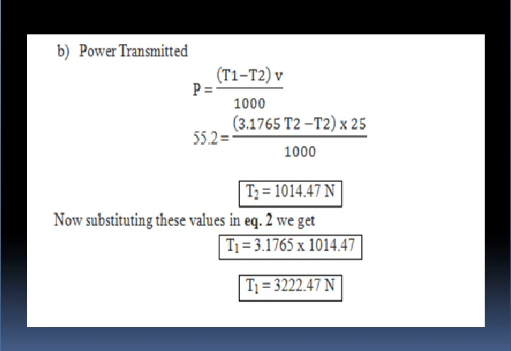Now we have to substitute this value in equation number 2. That is T1 is equal to 3.1765 into 1014.47. So finally we are getting the value T1 is equal to 3222.47 Newton. So now it is clear T1 is the maximum as compared with T2. So T1 is the tight side tension, equal to 3222.47 Newton, and T2 is equal to 1014.47 Newton. These two are the tensions at the tight side and slack side of the belt. This completes the solution of this particular problem.